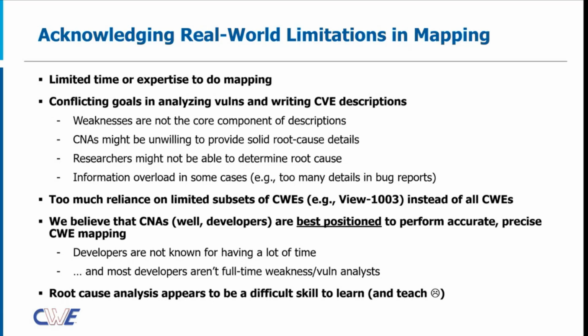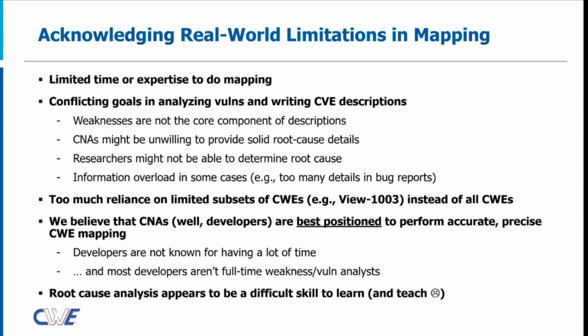We realize that there might be researchers that are trying to arrive at a root cause, but it might be difficult because they don't have all of the information that the actual developer might have. And in other cases, there might be information overload, where there's just a lot of details in a bug report. Maybe you're looking at a commit history, and it might be hard to really narrow down exactly where that root cause is coming in from.